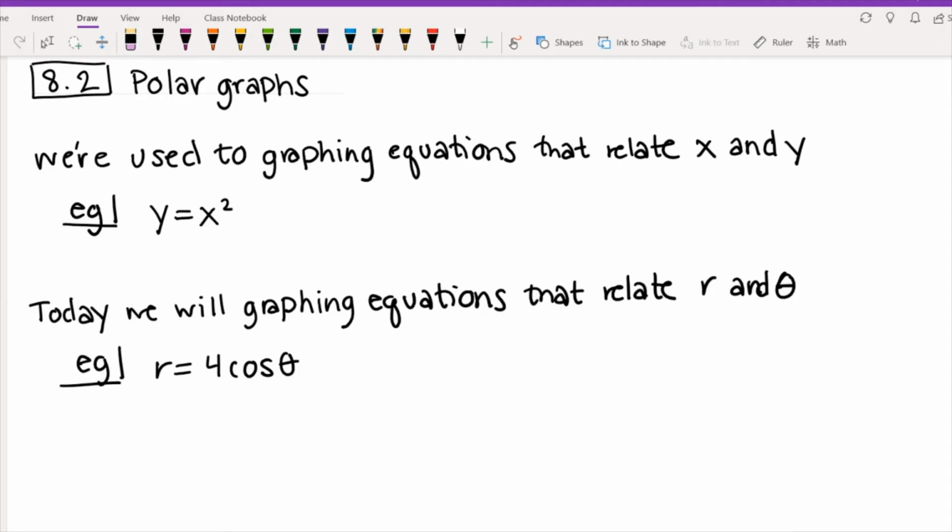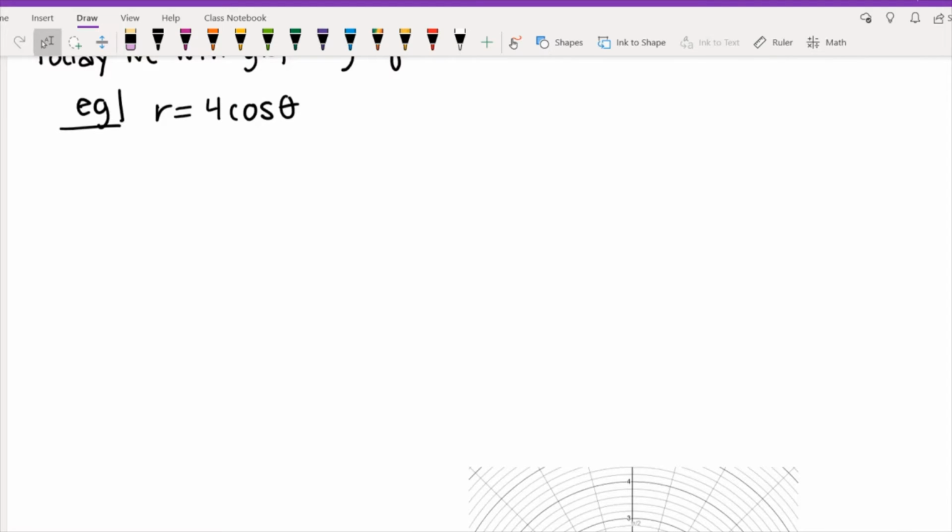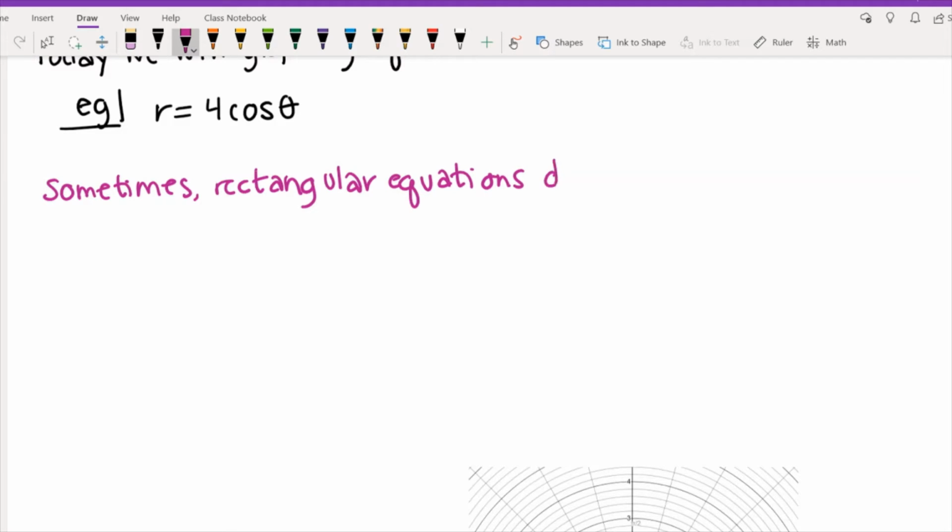So before we get into that, I want to look at a slightly simpler type of polar equation that we can graph. When we're talking about rectangular coordinates, there are some examples of rectangular equations that only have one variable in them, right? Sometimes rectangular equations don't contain both x and y. And that's fine. That doesn't mean anything about whether you can graph them or not.